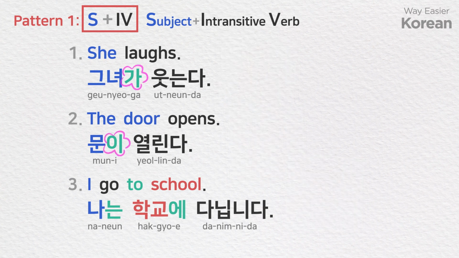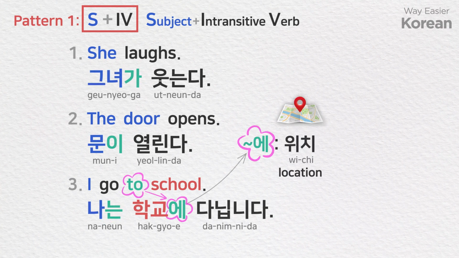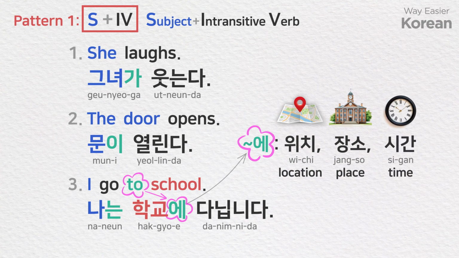Here 가, 이, 는, are particles for the subject. 에, is a particle used to indicate location, place, and time. In Korean, we say 위치, 장소, 시간. Particles always come after nouns.